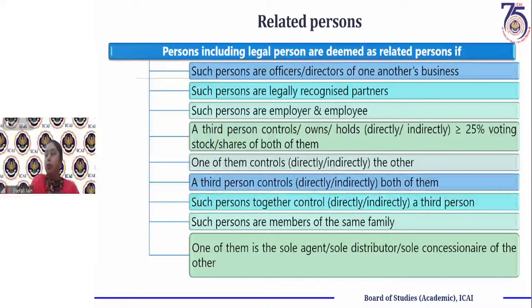Such persons together control a third person. That means if two or more persons, two or more companies, for example, A Limited and B Limited, are controlling a third person, that means they are controlling ABC Limited, then A Limited and B Limited will be considered to be related.